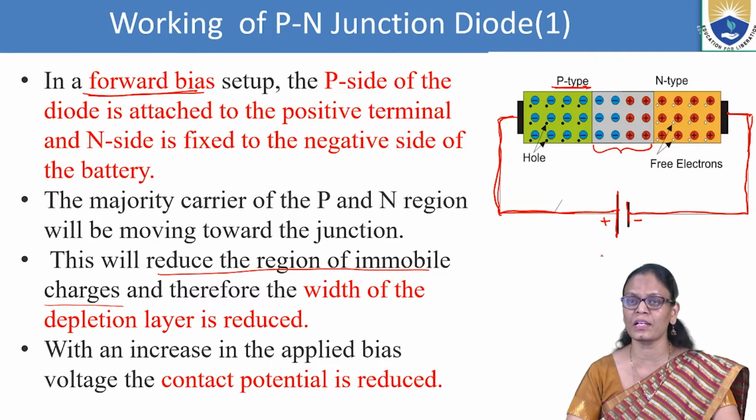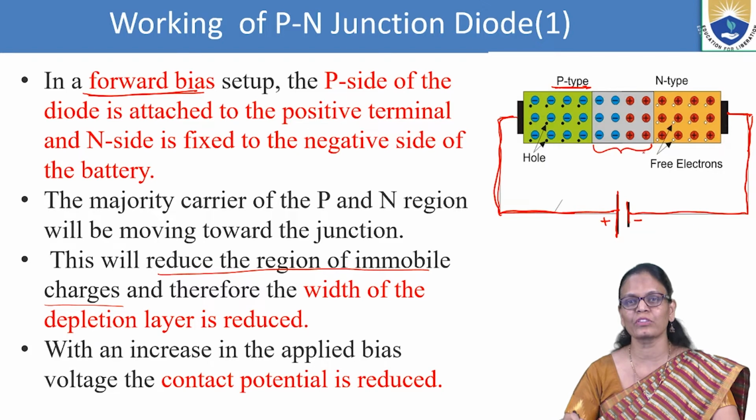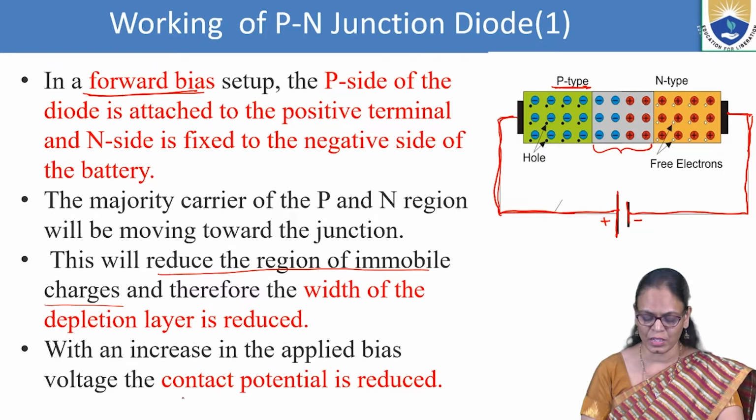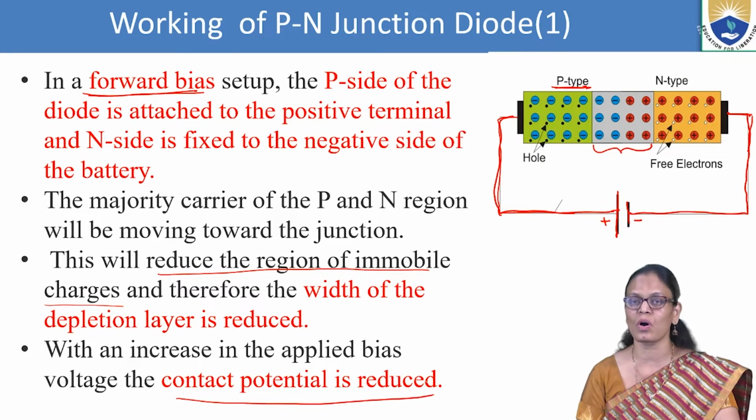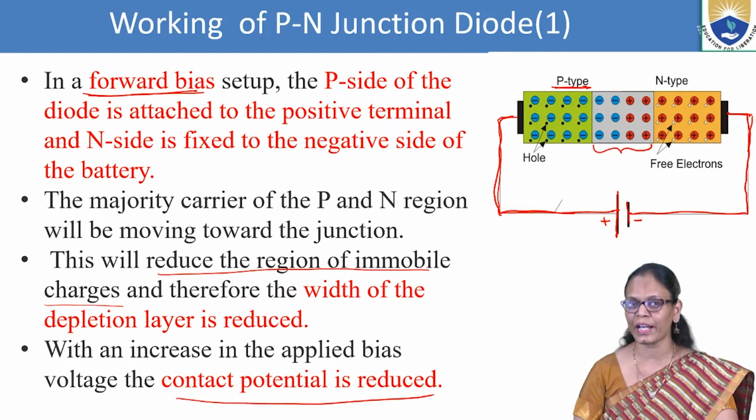As we increase the external voltage, more and more holes and electrons are pushed across the junction, and these immobile ions get reduced, thereby reducing the width of the depletion layer. And at one point, the contact potential, or the barrier potential, is reduced to a very great extent.